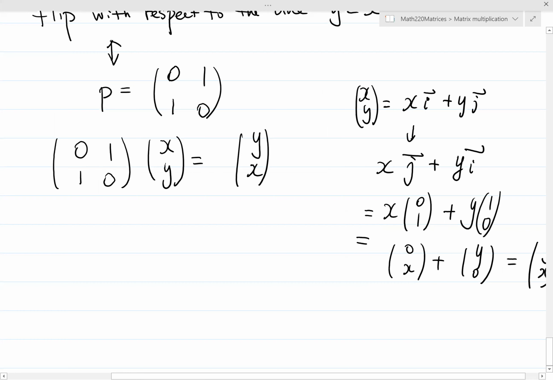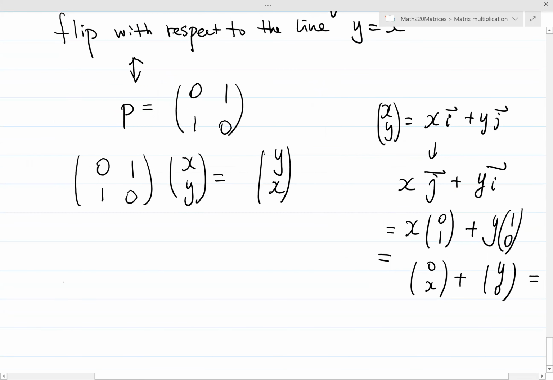If you use the row picture, you write this matrix P as R1, R2, and here R1, you compare.